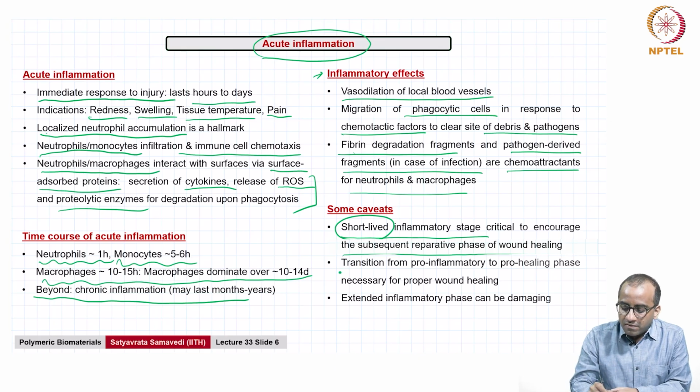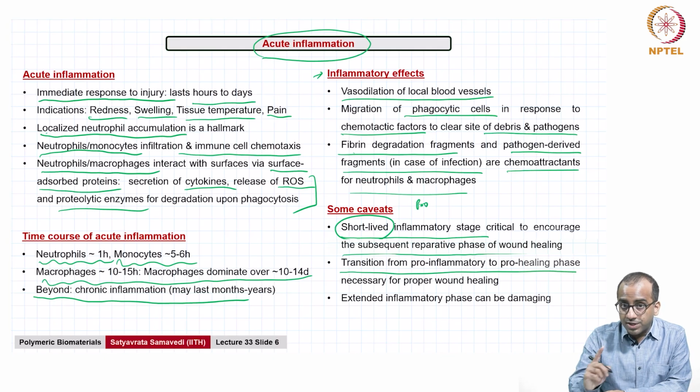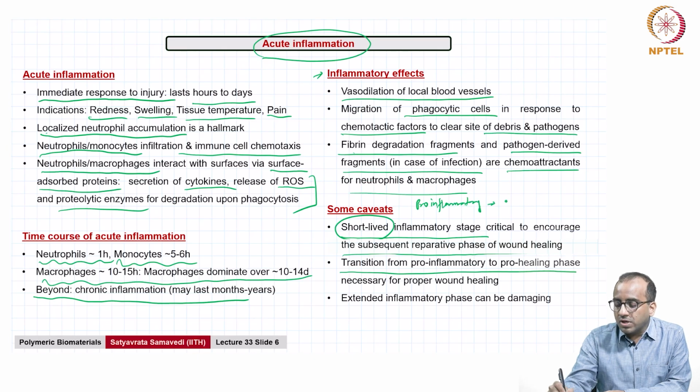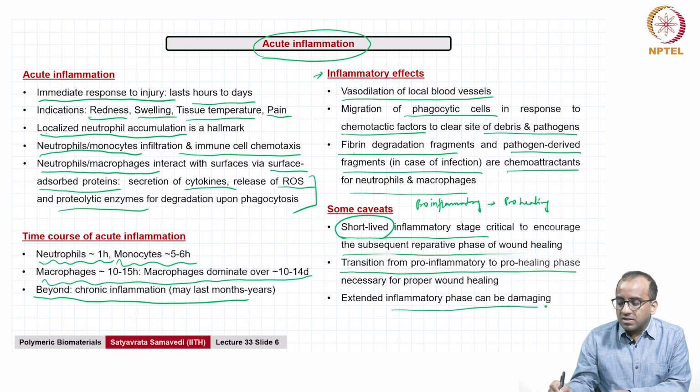So, this transition from a pro-inflammatory to a pro-healing, this is really critical, and macrophages are a very, very important player in this transition. So, from a pro-inflammatory landscape, if you will, to a pro-healing or a pro-repair landscape is critical. And an extended inflammatory phase is typically damaging. Again, depending on the severity, the goal is for biomaterial design to keep it to a minimum.